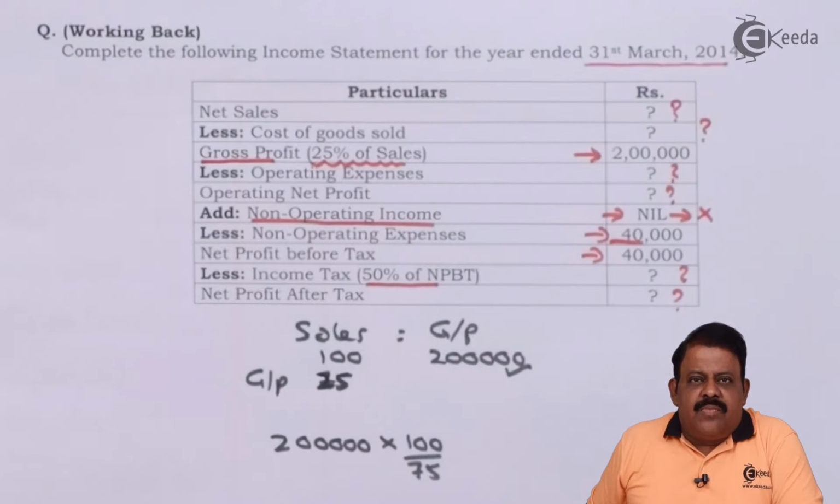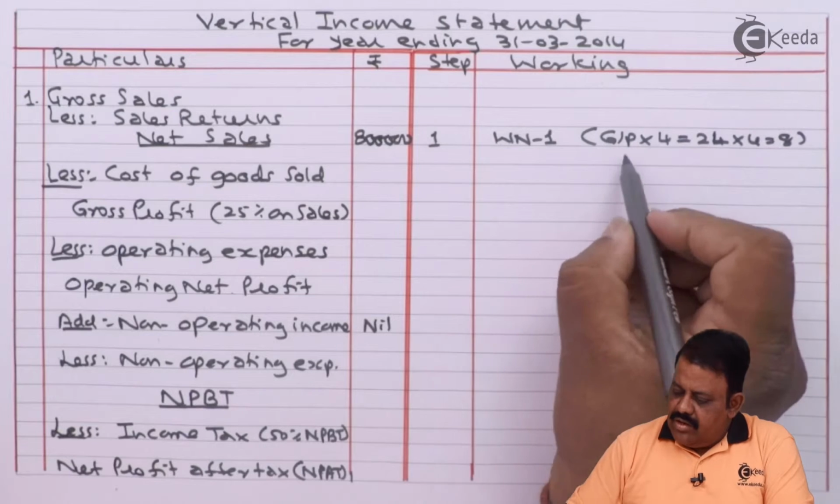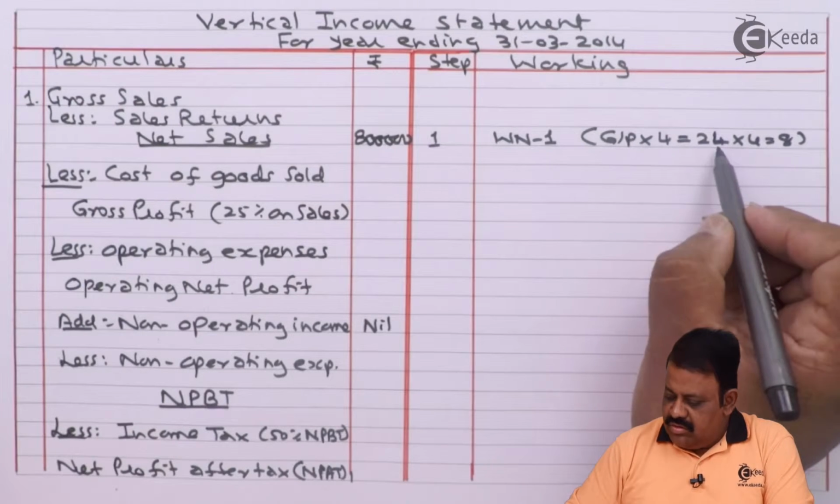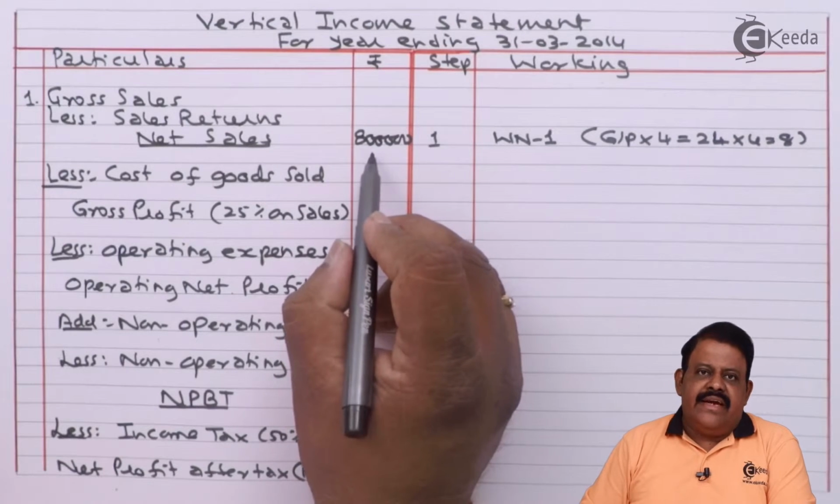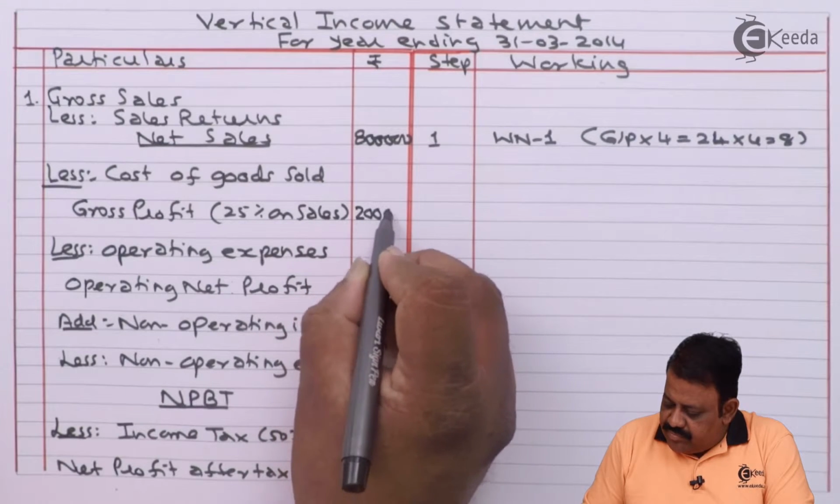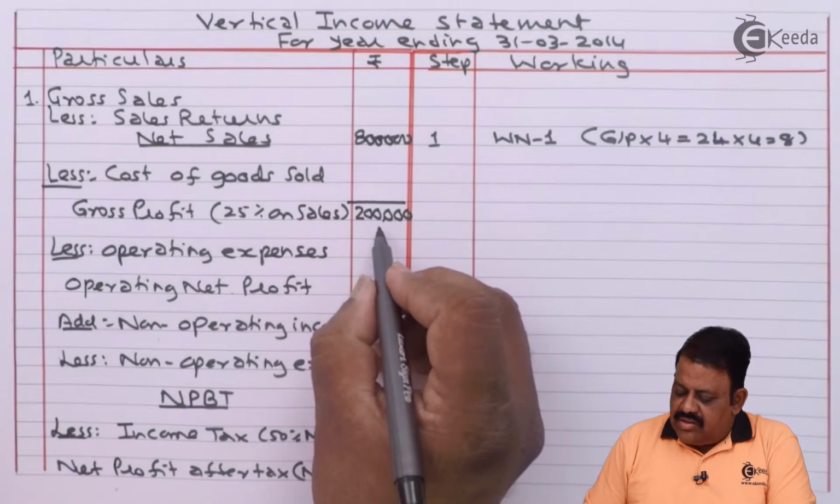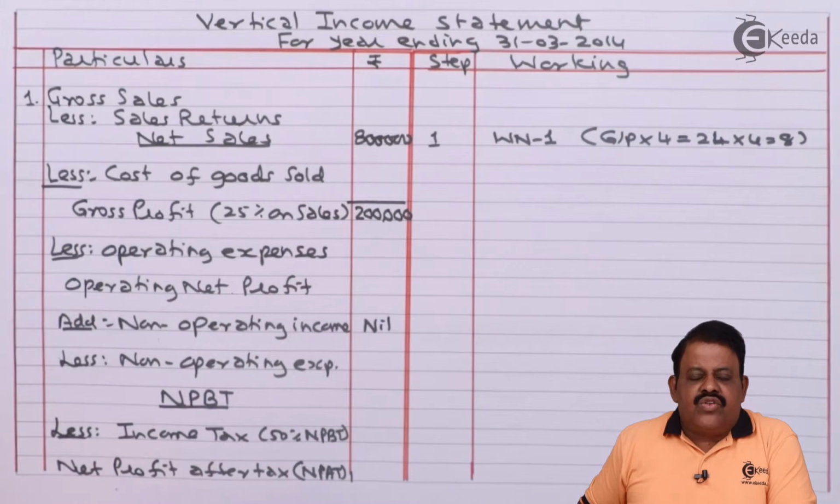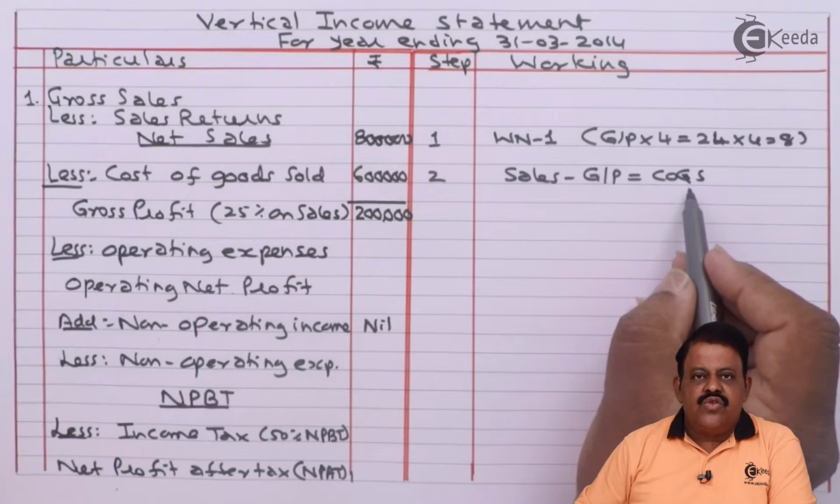We are required to do cross multiplication to find out the value of actual amount of sales. So sales is 8 lakhs. Gross profit multiplied by 4, that is 2 lakhs multiplied by 4, we can get net sales 8 lakhs. Gross profit, it is given here 2 lakhs. 8 lakhs minus 2 lakhs, we can arrive at cost of goods sold 6 lakhs. Sales minus gross profit, we get cost of goods sold.